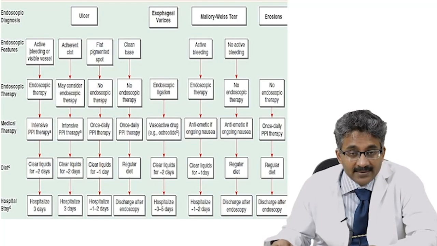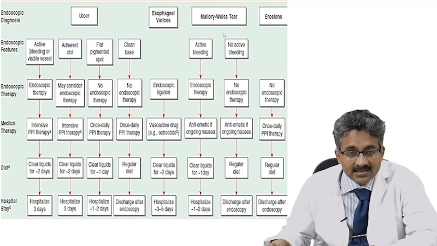Esophageal variceal bleeding, you have to do endoscopic band ligation, then octreotide drug you have to give, both because the combination therapy is beneficial. Liquid for 2 days and hospital for 3 to 5 days in esophageal variceal bleeding. So banding plus octreotide.